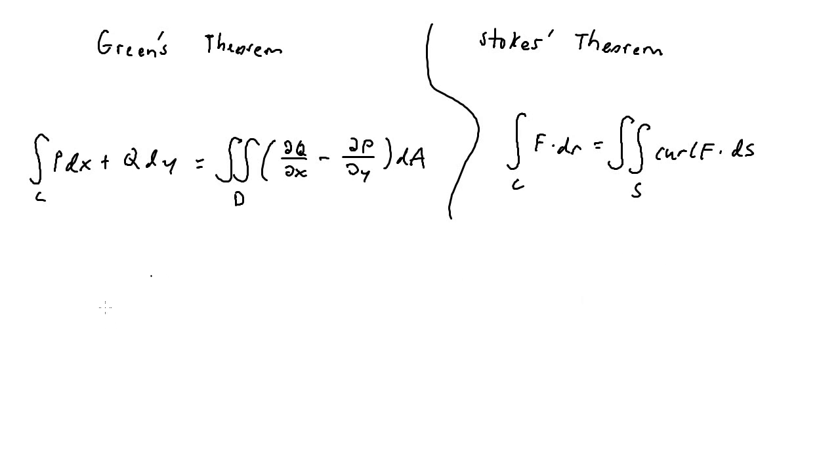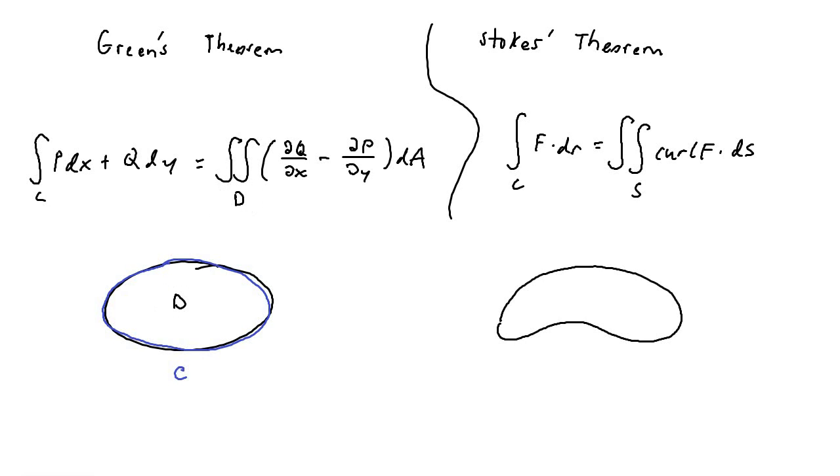For Green's theorem, let's say we have a region D and it's surrounded by the line, if we draw in a different color, the line C. So Green's theorem basically relates the line integral along C to the double integral over the region D. Now Stokes' theorem can be thought of as a higher dimensional version of Green's theorem, where instead of the flat region D, we have a surface S. And we also have a line C that surrounds the boundary of S. So Stokes' theorem basically relates the line integral to the surface integral.